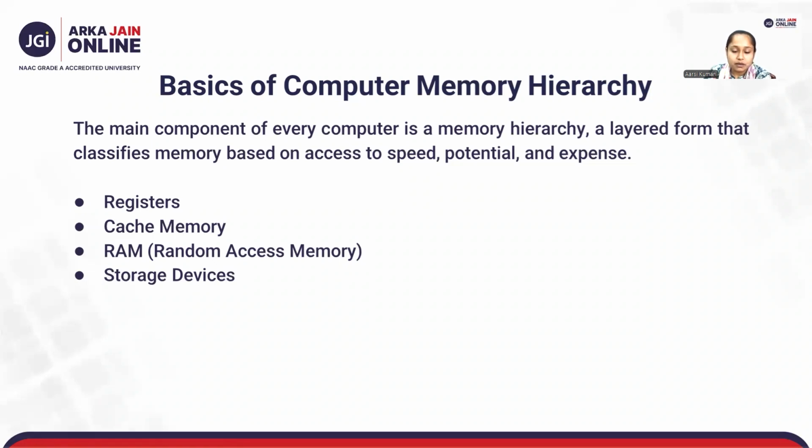Storage device. Beyond RAM, we encounter storage devices like hard drives and solid state drives. These provide non-volatile memory, retaining data even if the power goes off. While storage devices have bigger capacities than RAM, they are slower in terms of data access.